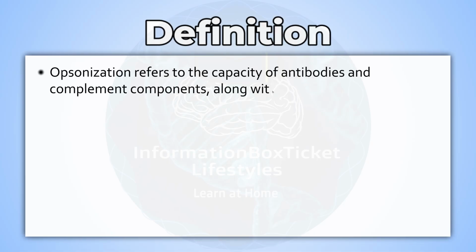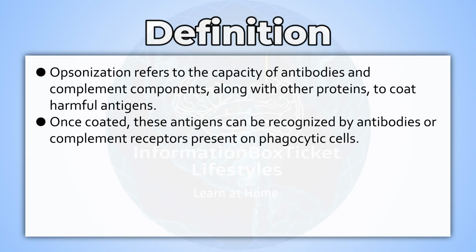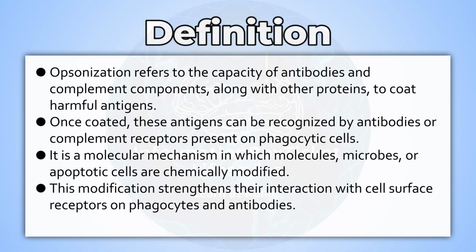Opsonization refers to the capacity of antibodies and complement components, along with other proteins, to coat harmful antigens. Once coated, these antigens can be recognized by antibodies or complement receptors present on phagocytic cells. It is a molecular mechanism in which molecules, microbes, or apoptotic cells are chemically modified. This modification strengthens their interaction with cell surface receptors on phagocytes and antibodies.